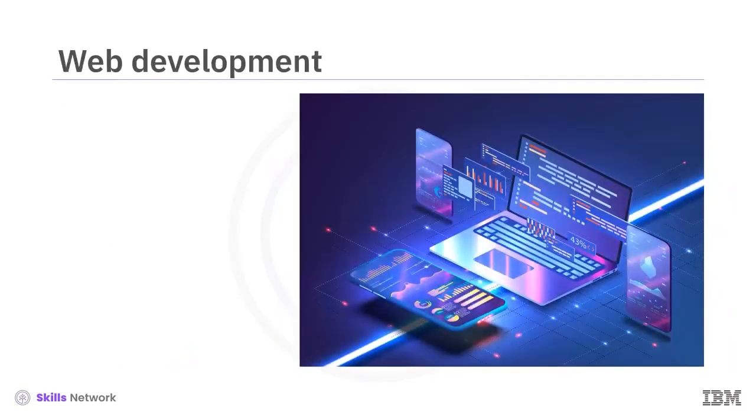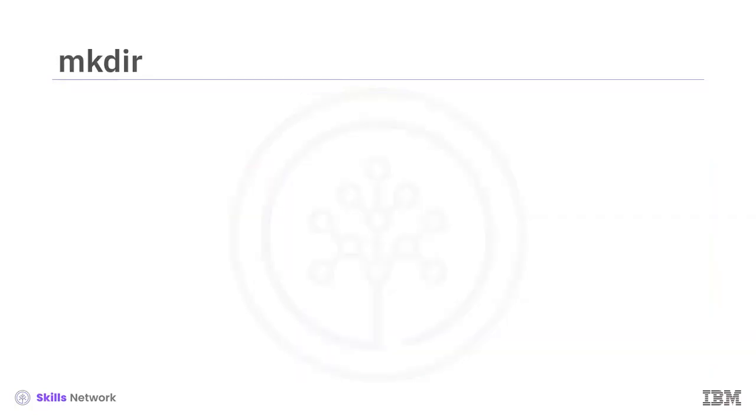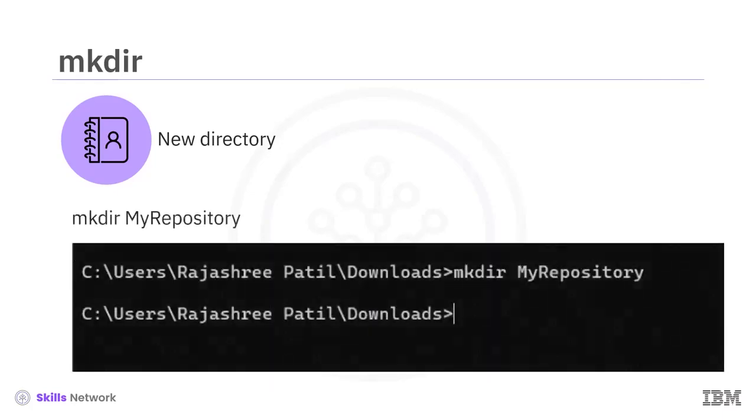Consider you are a web developer who wants the addition of a new HTML file to enhance the features of your web application. In this scenario, you wish to experiment with your code without disturbing the main code. Let's explore the steps. Let's start by creating a new directory named My Repository by using the mkdir command.